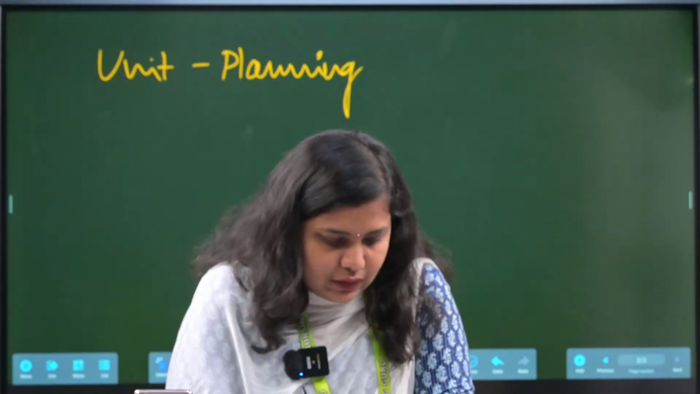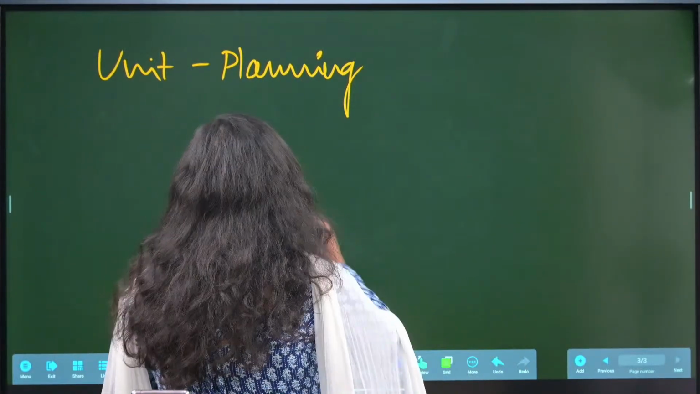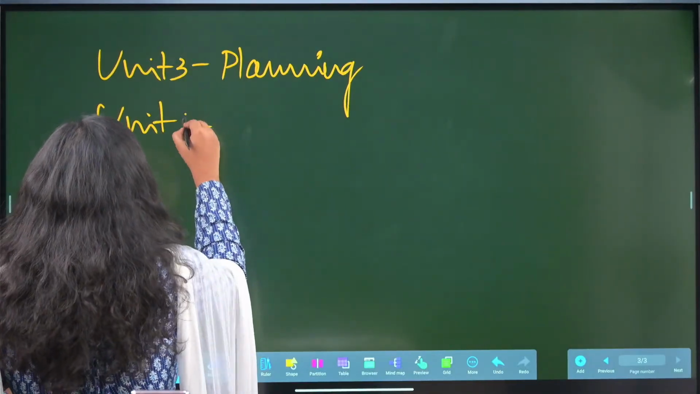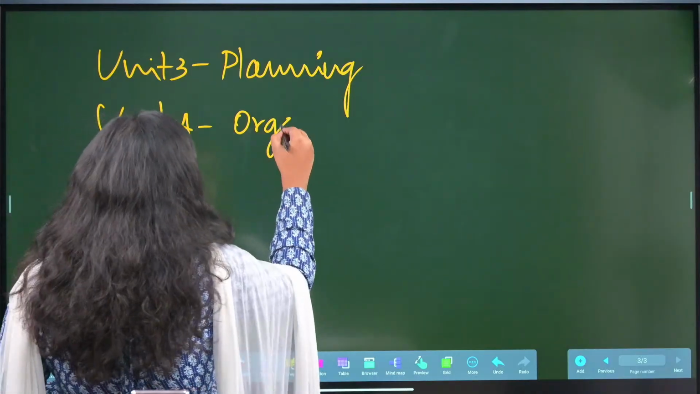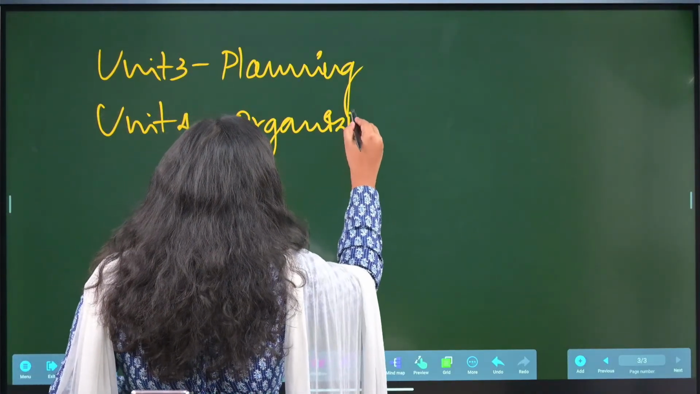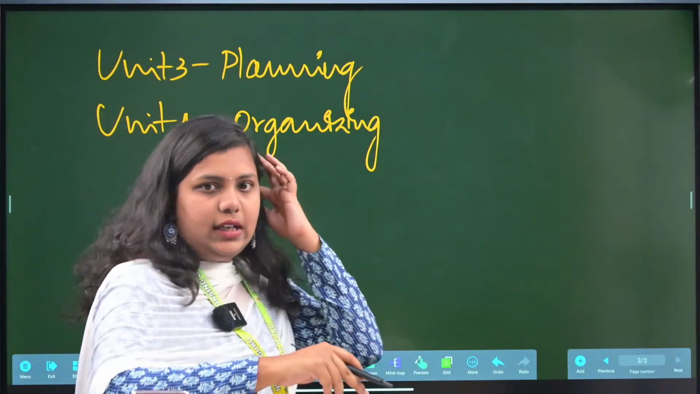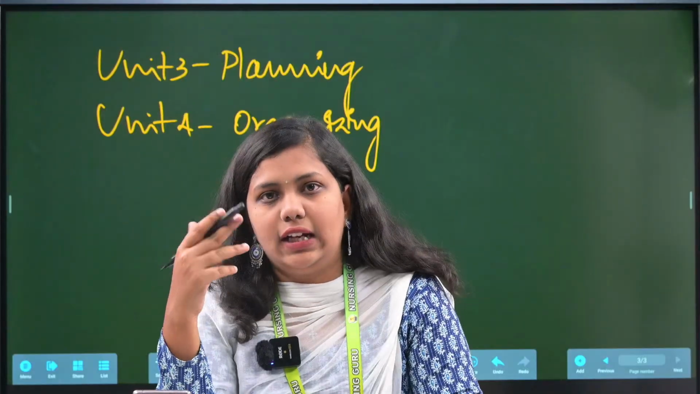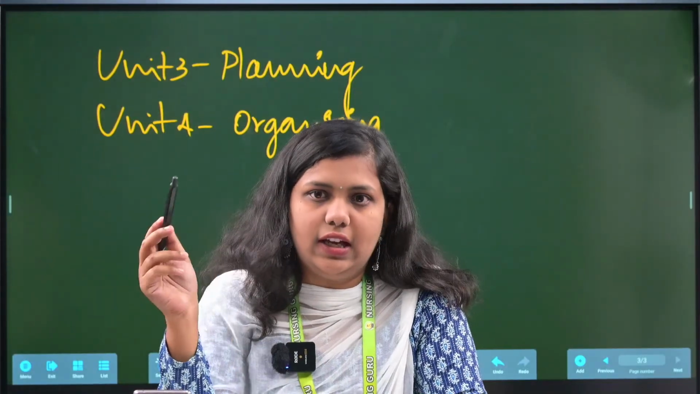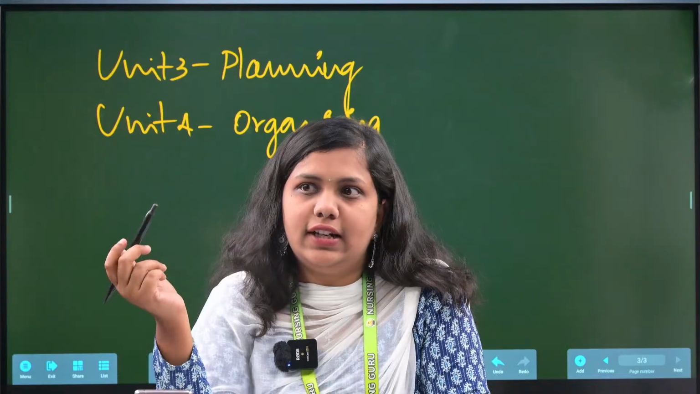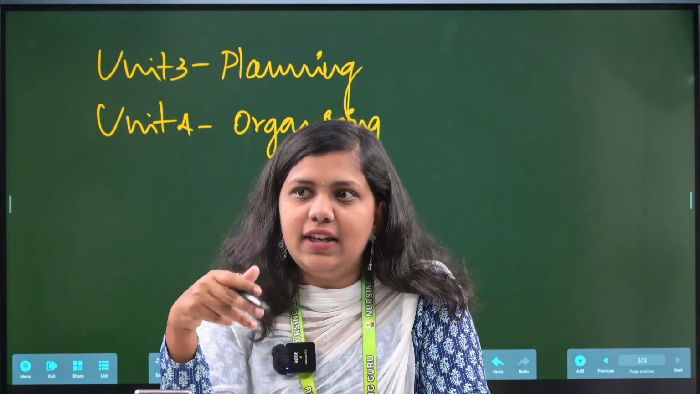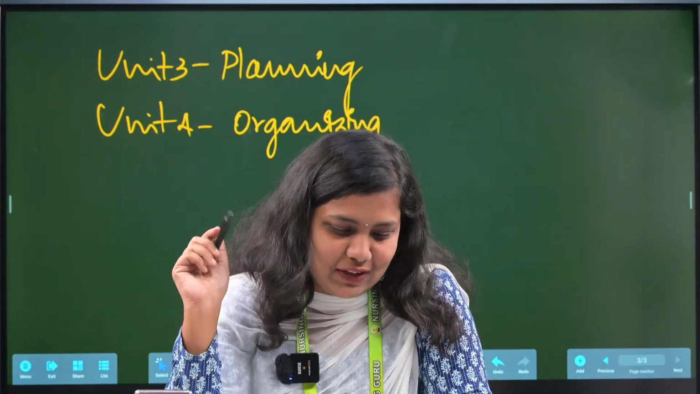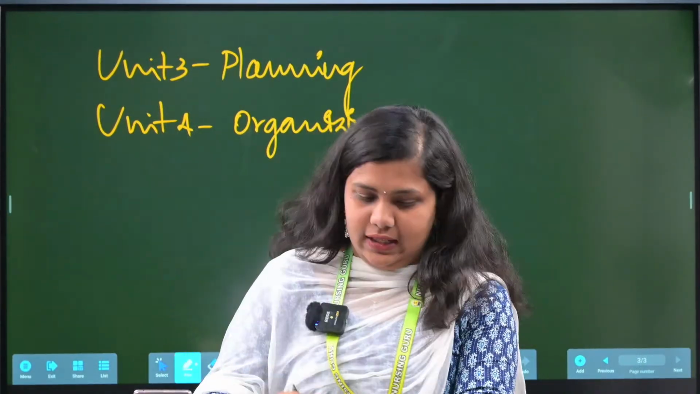Next, unit number 4 is organizing. See, like the syllabus you are studying, the principles or the levels of management are divided into each unit, so that you are going to study in depth every unit of this management. So the fourth unit is what? Organizing.